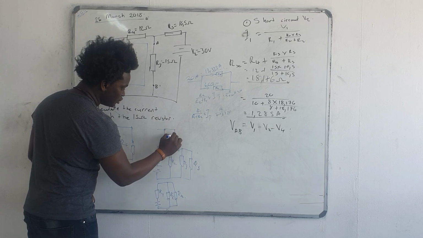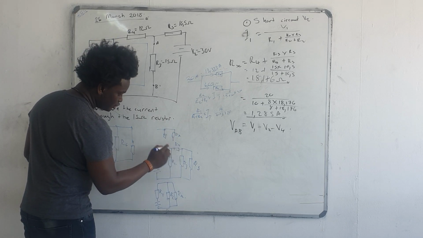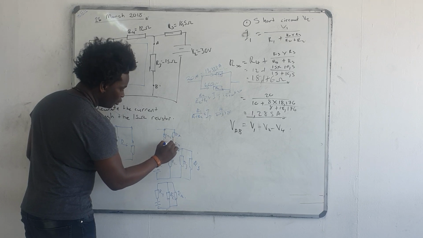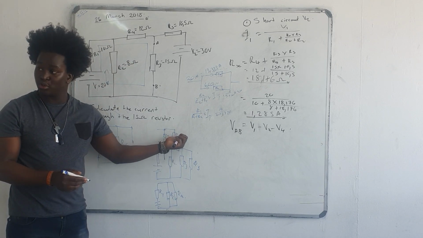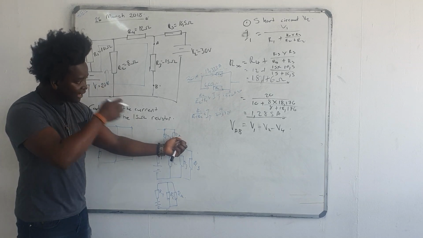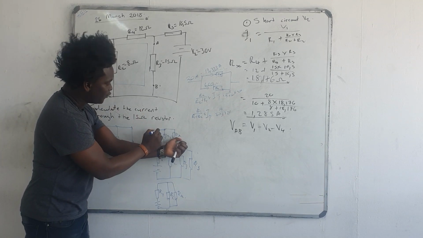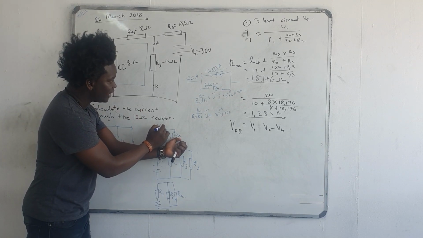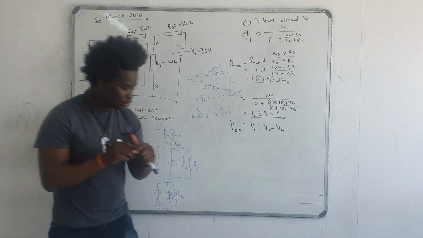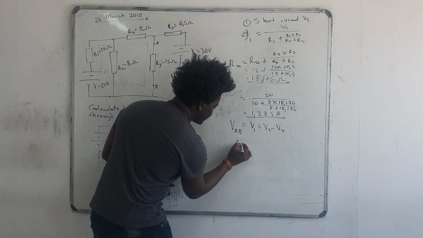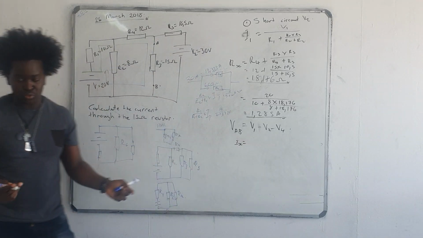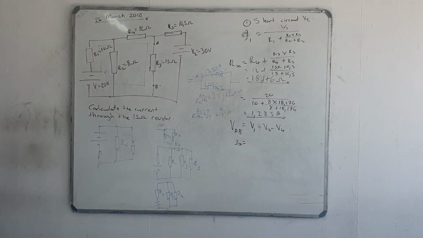And then this is your Rx, and this is your R2. So we can calculate the current flowing through R2 and the current flowing through Rx, because we now know the total current flowing is 1.285 amps. So we're going to use the same method. Let's call this current Ix, because we don't know it.